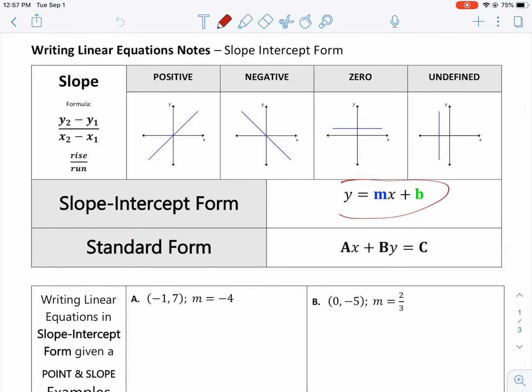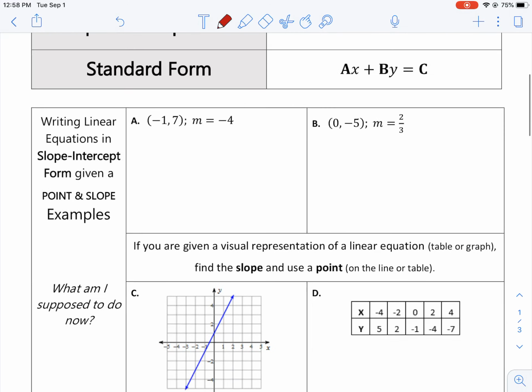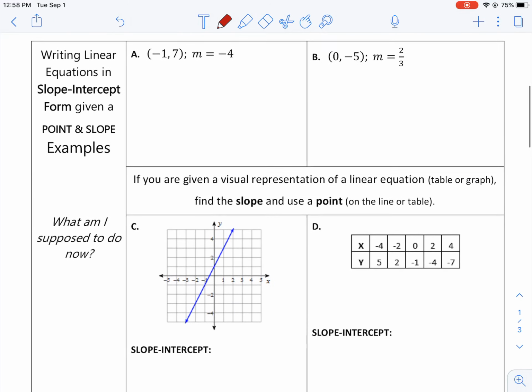So here's slope-intercept form right there. We're actually going to talk about standard form just a little bit. And there's standard form right there. So what we're going to do is we're actually going to do all the same problems that we did yesterday, but we're going to do them with slope-intercept form, okay?